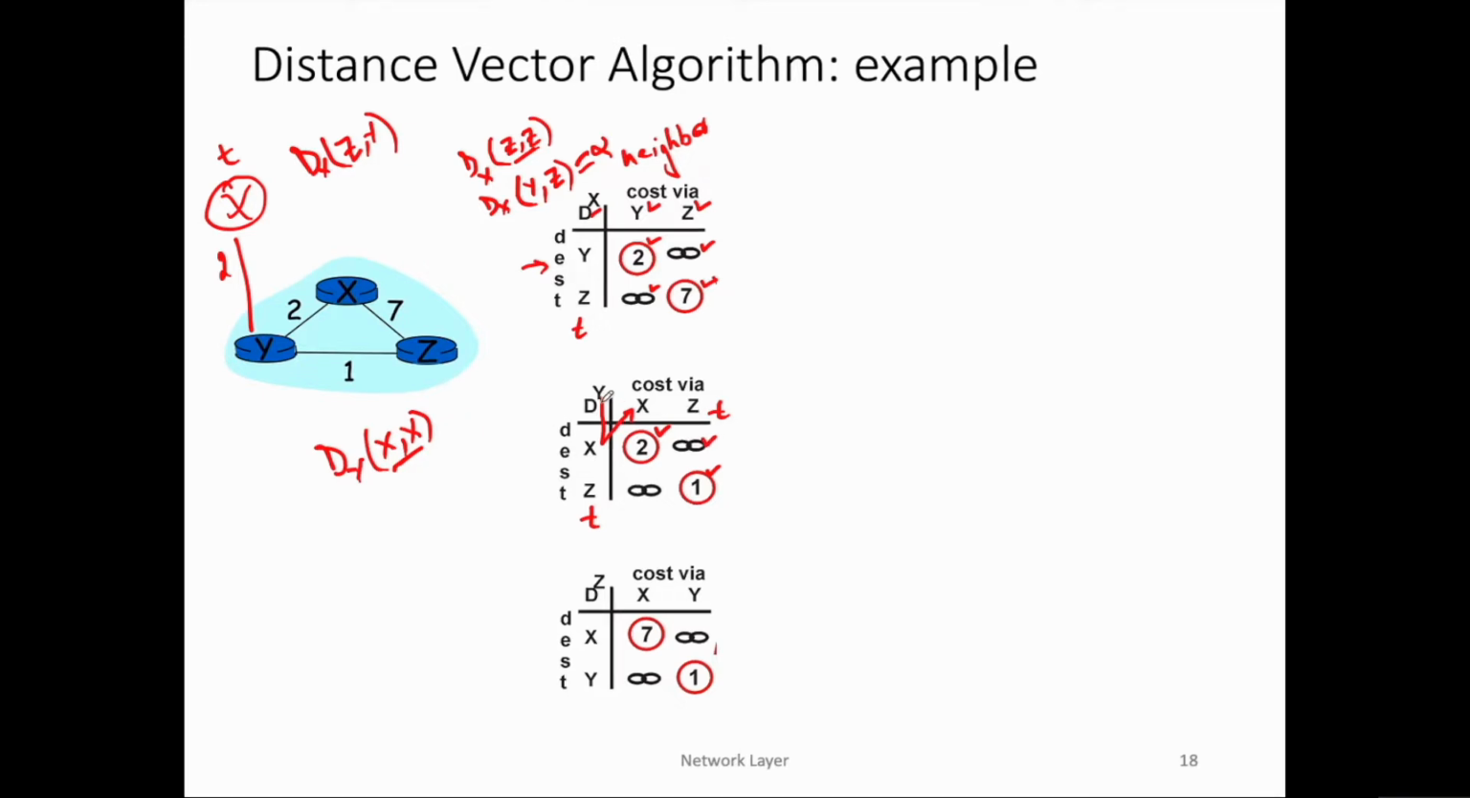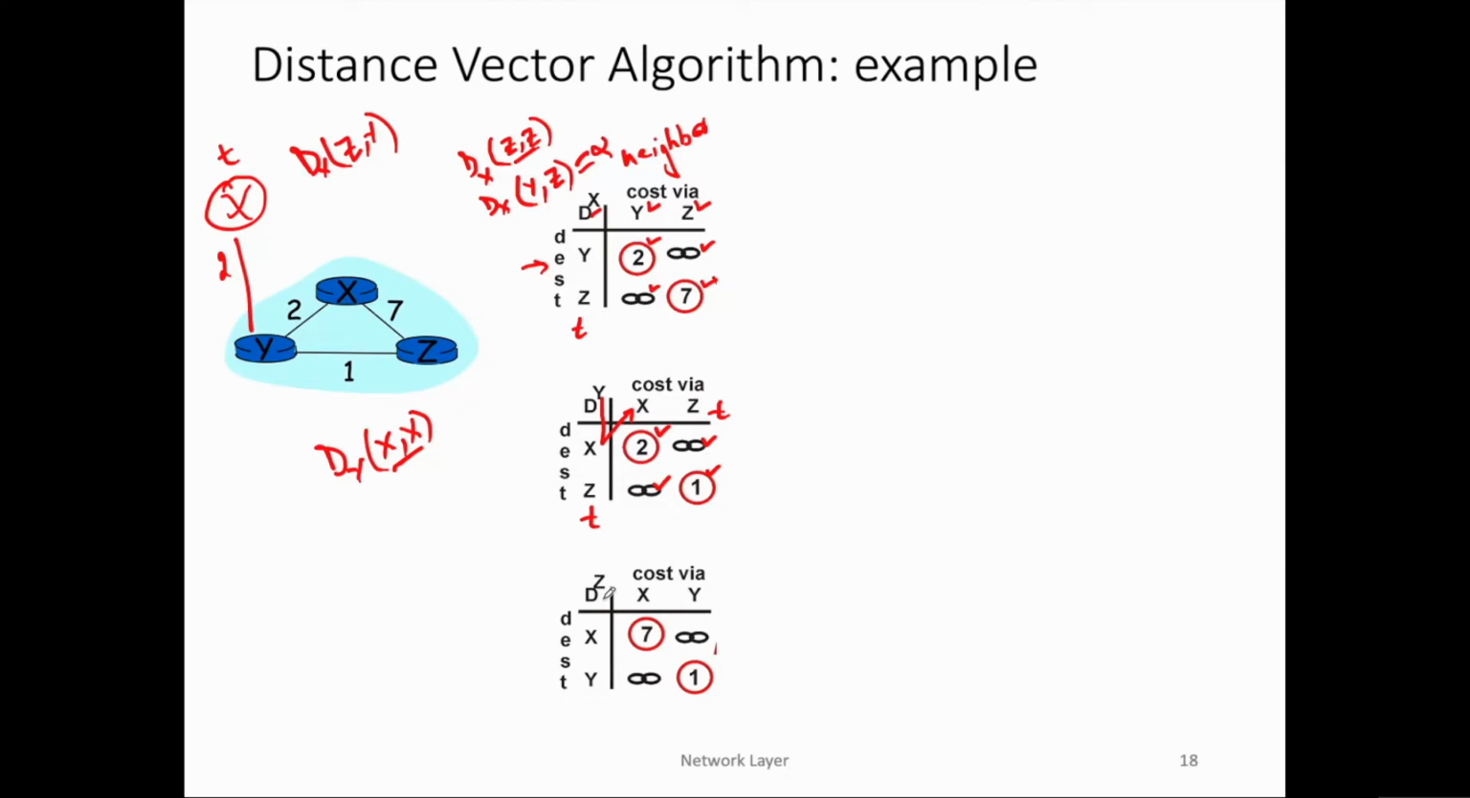What is the cost to reach from Y to Z via X? Y to Z via X, right? Again, X has not communicated this cost with Y, so it's again infinity. Obviously, you can notice here, what do you think was the least cost to reach from Y to X? Infinity or 2? 2. So I have marked this cost as least cost using this circle.